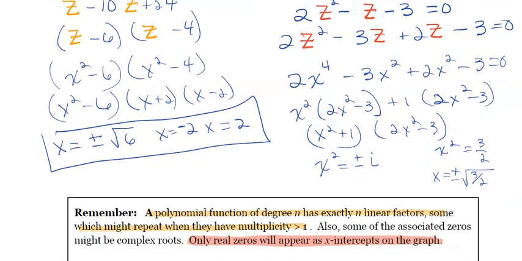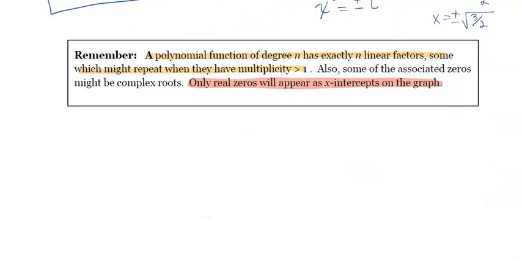Look what's going to happen here. This is x squared equals plus and minus i. So go over that carefully, make sure you're getting that. And here comes x squared equals 3 over 2. Make sure that you're getting x equals plus and minus radical 3 over 2.